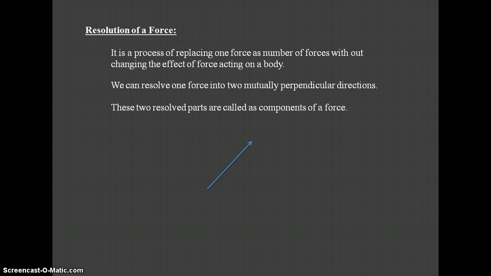So let us consider this is a force F acting with an inclination to the horizontal plane. Assume. So we can resolve this force into two components, and those two components will be mutually perpendicular to each other like this. So the horizontal component of the force F is called Fx, and the vertical component of the force is called Fy. So like this, we have to represent the two components of a force F as Fx, that is in x direction, and Fy, that is in y direction.